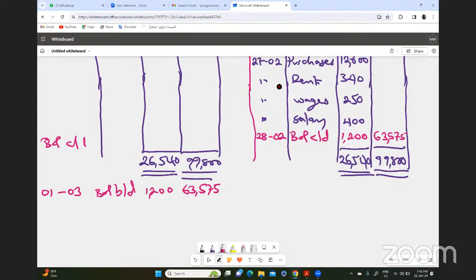And someone is asking, how about the discounts? How do we balance them off? We are not balancing off discounts because this is not their ledger. Are we together? This is the ledger for cash and bank, not discounts.